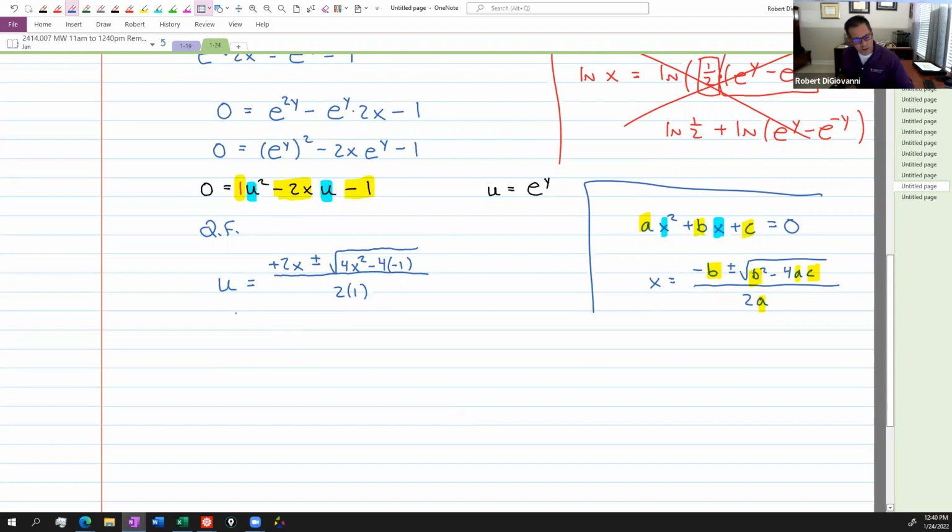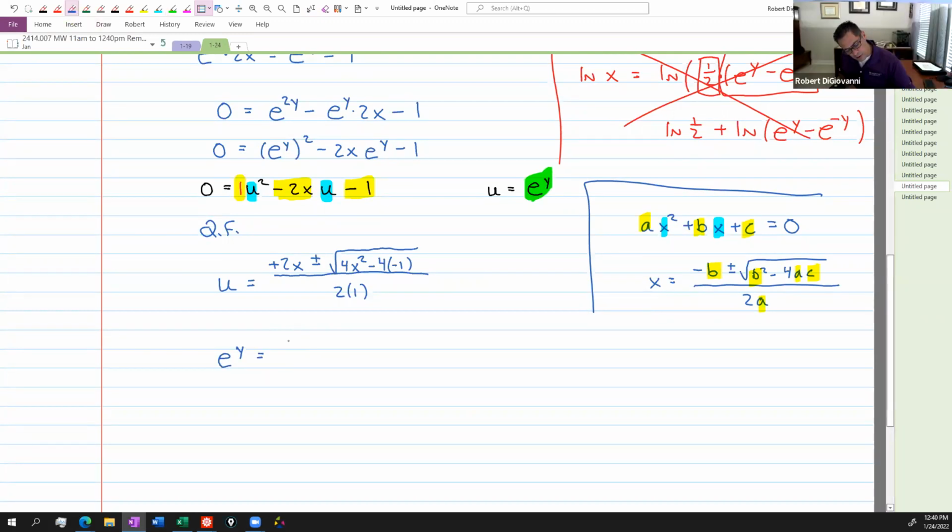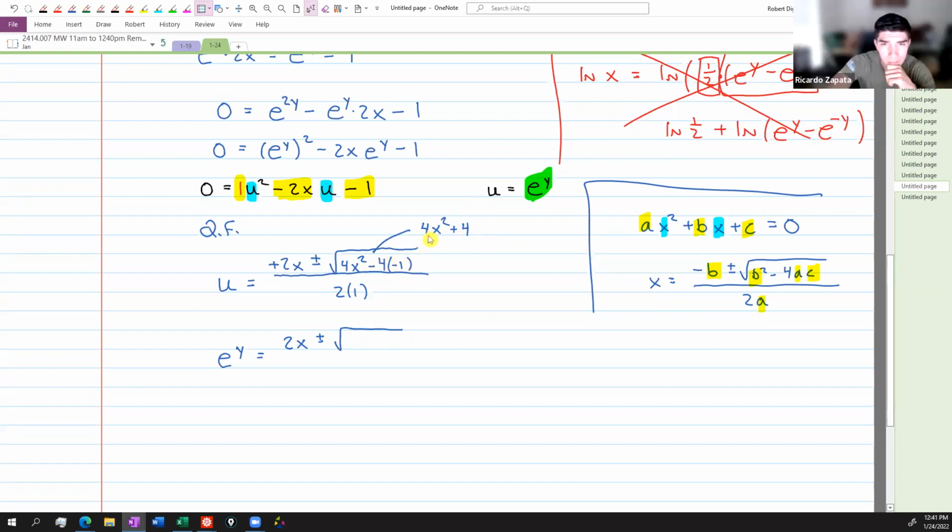So I've got u. What was u? Ricardo had said that u was e to the y, right? So this is really e to the y equals 2x plus or minus the square root. Wait a minute, isn't that going to be 4x squared plus 4 in there? Yes. And I can pull a 4 out of both of those, and it can come out of the root as a 2. And I'm still left with x squared plus 1.